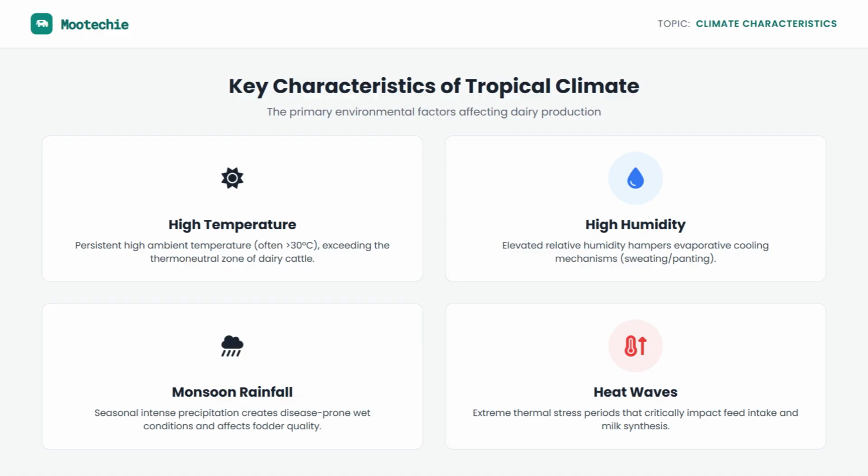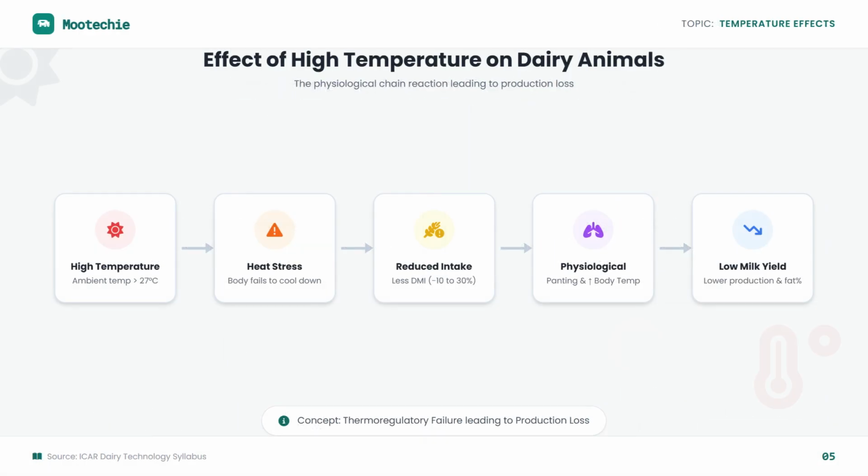With this background, we can understand how high temperature affects dairy animals. When ambient temperature rises beyond the comfort level, animals experience heat stress. Due to heat stress, feed intake is reduced. Dry matter intake may decrease significantly. Animals show physiological responses such as increased panting and rise in body temperature. Although these responses help in heat dissipation, they consume energy. As a result, milk yield declines. This explains how thermoregulation failure leads to production loss.